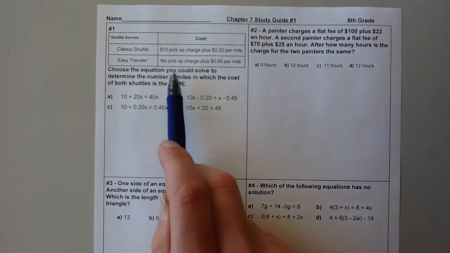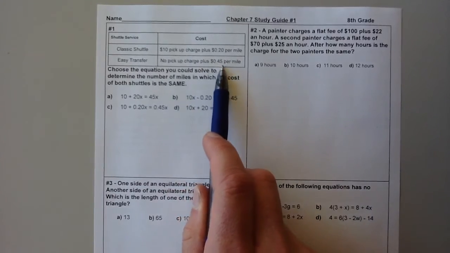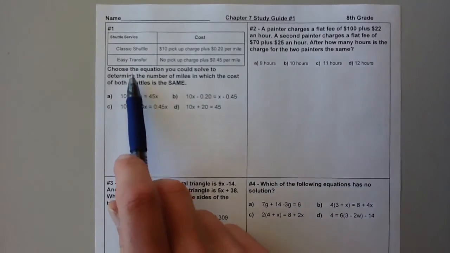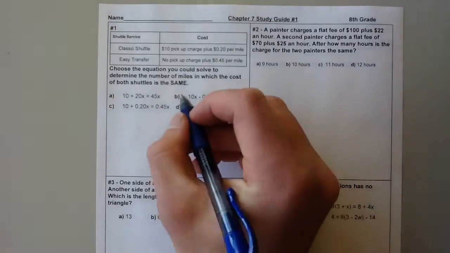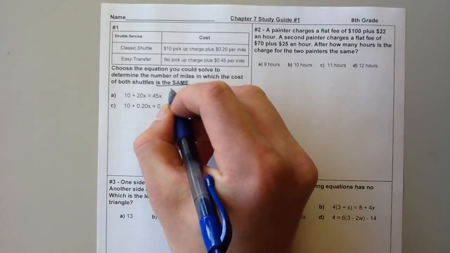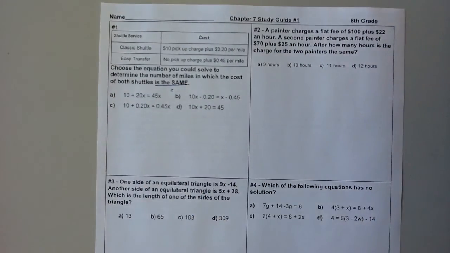Easy Transfer, there's no pickup charge, but they do charge 45 cents per mile, and it says choose the equation you could solve to determine the number of miles in which the cost of both shuttles is the same. So we're going to be dealing with an equation there. So we're going to set the classic shuttle equal to the easy transfer shuttle. All right? So basically you just choose which equation. You don't even have to solve. You just choose which one.